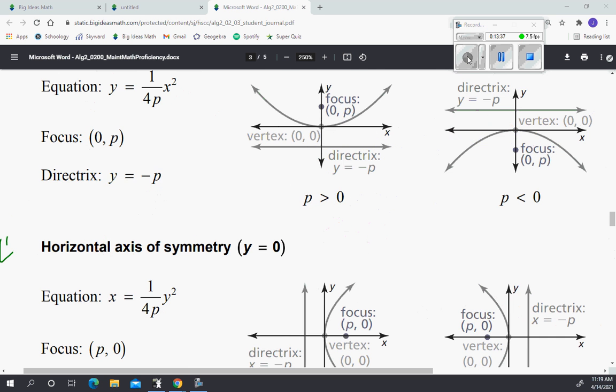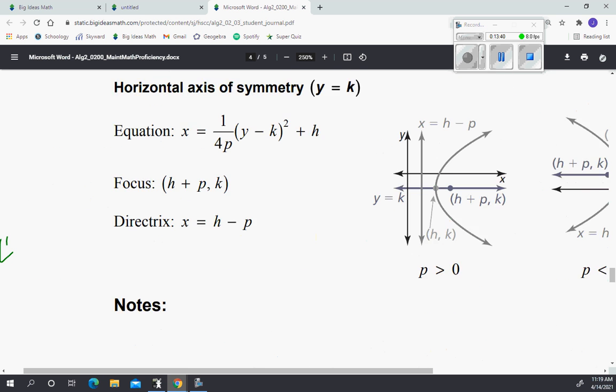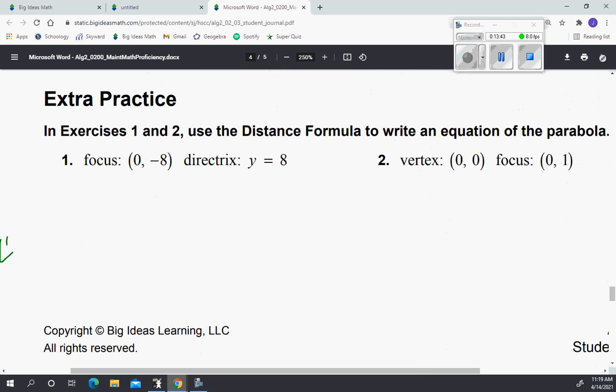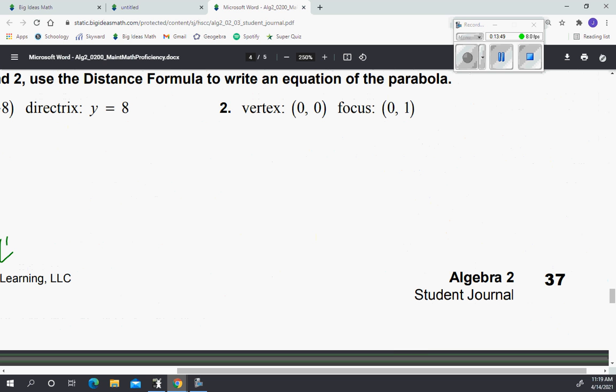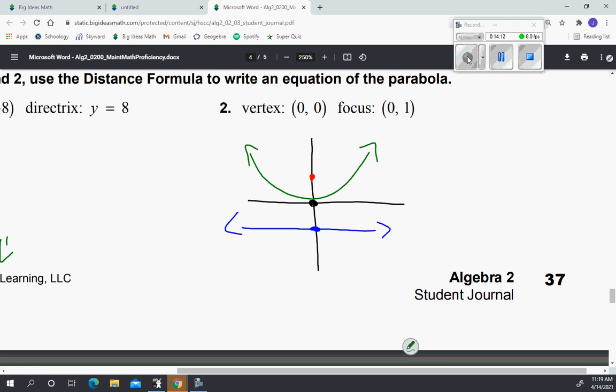Okay, that was a mess. That's a lot of work. Alright, I want you guys to try this one. This one might be a little easier. So if I have my vertex at 0, 0, my focus is at 0, 1. I know that my directrix is going to be y equals negative 1. If I draw my parabola, I know that this is 0, 1. I know that this is y equals negative 1.